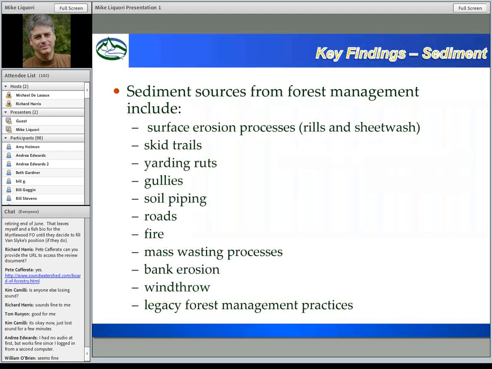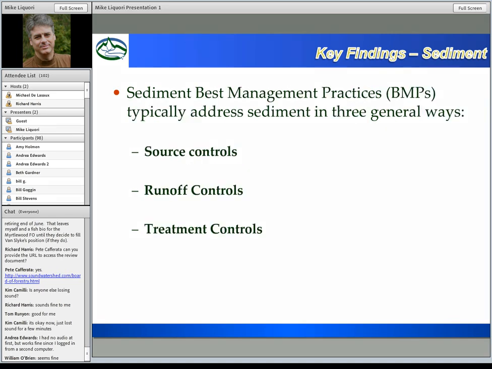Finally, I want to talk about the sediment exchange functions. Sediment sources from forest management include a lot of different processes: surface erosion, skid trails, roads, bank erosion, etc. I won't go into all of these, but the idea is to understand where your sediment sources are, and generally you're better off treating the source areas, not trying to rely on the riparian buffer to treat sediment delivery.